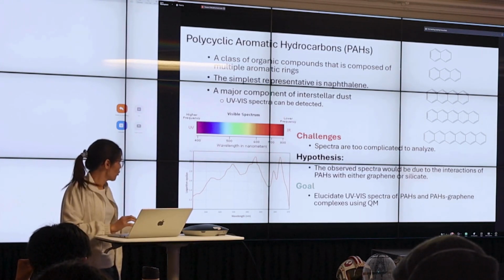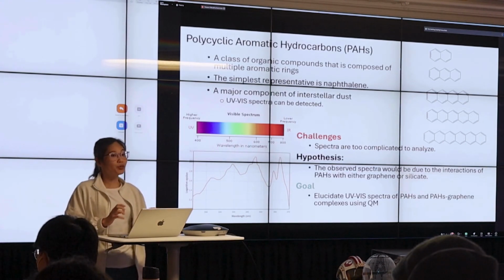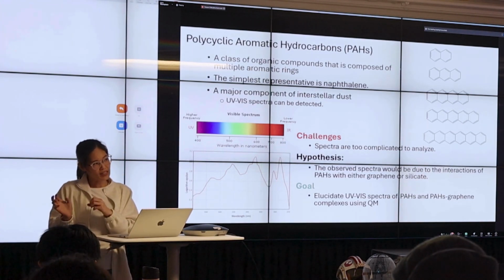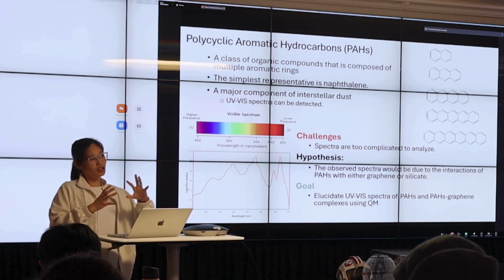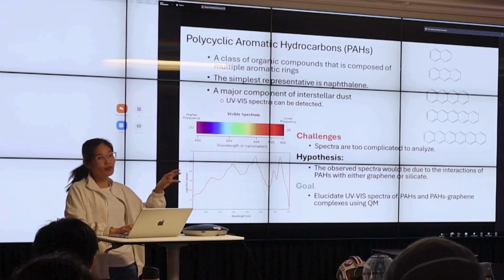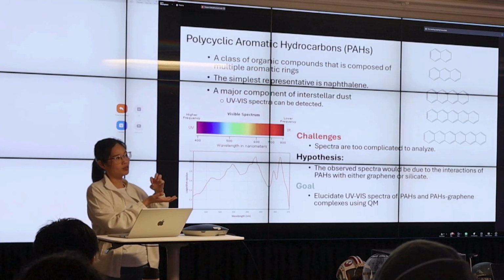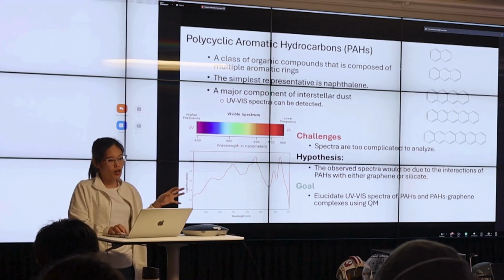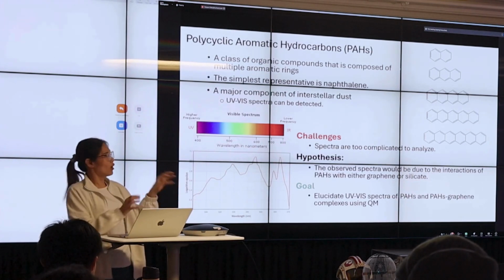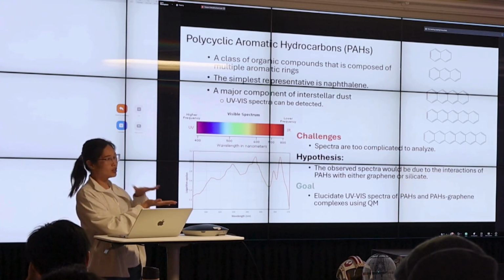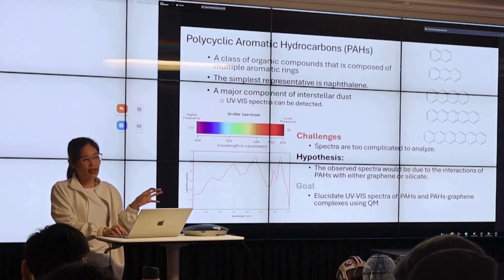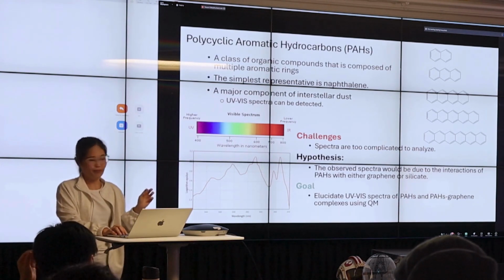That brings the goal of this work: to elucidate or predict the UV spectra of the PAH. Professor Kaiser also hypothesized that the difference in the UV spectra is probably because the PAH interacts with the surface, which is why the spectra look different. So in this work, I will simulate the free PAH and compare it when it interacts with the graphene surface, which is more often expected to happen in space.